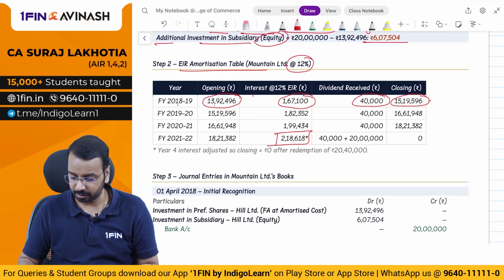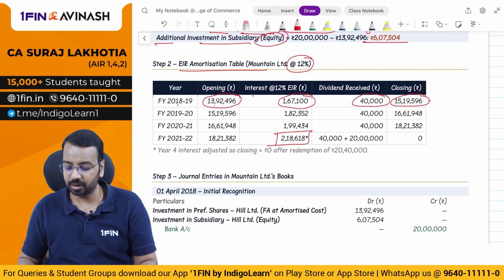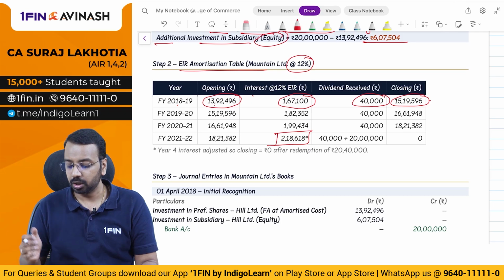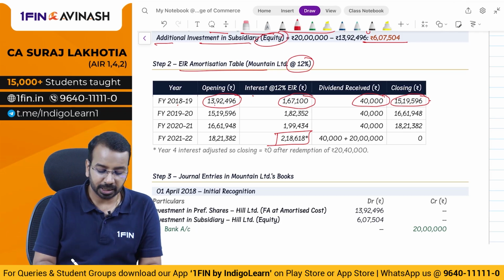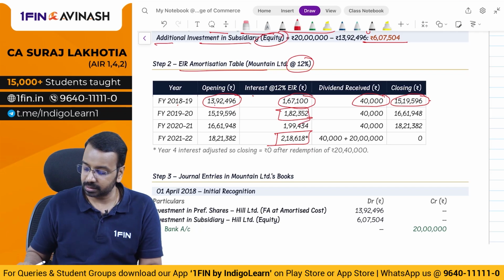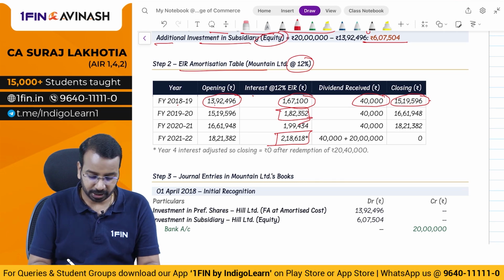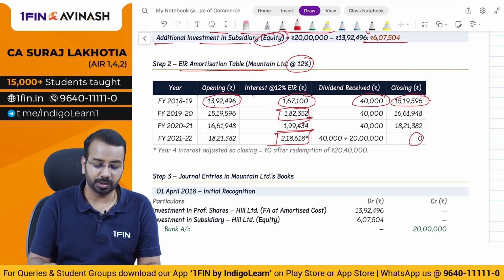13,92,496 into 12% gives 167,099, or 167,100. Plus is equal to minus 40,000, and you get the closing balance. Then again into 12%, you get 182,352, plus is equal to minus 40,000. Then again into 12%, 199,434, plus is equal to minus 40,000. Like that when you do, you will get the closing balance.